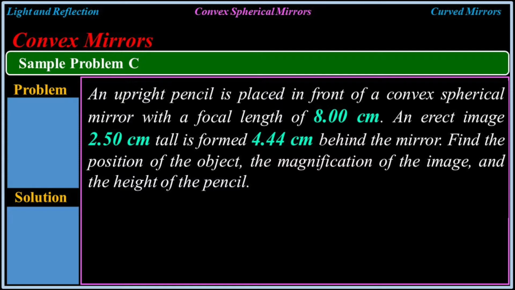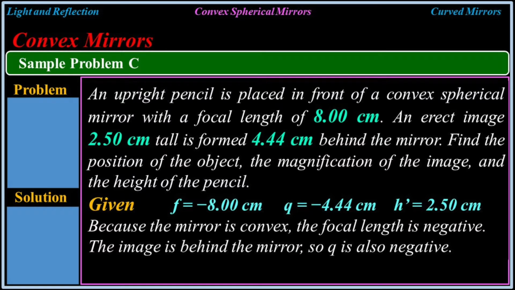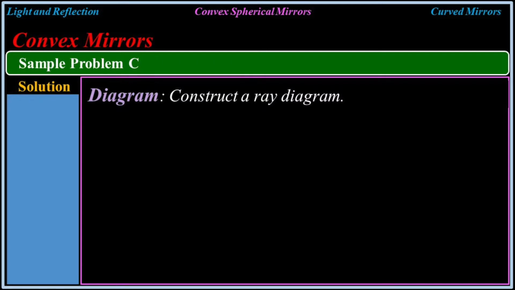All right, again, here are the rules. I'm just going to let this play 4 seconds per slide. Get what you can, and pause when you need it. Because the mirror is convex, the focal length is negative. The image is behind the mirror, so q is also negative. Here are some more givens. You want to construct a ray diagram.